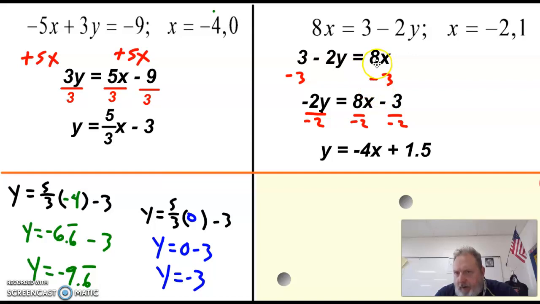-3 from the 8x, so that gets me right here. And then I divide by -2. So ultimately, when I solve for y, I get -4x plus 1.5. And now I can plug in my x values that you see right here. So that's what I'm going to do. I'm going to plug -2 in for x, and I'm going to plug 1 in for x.